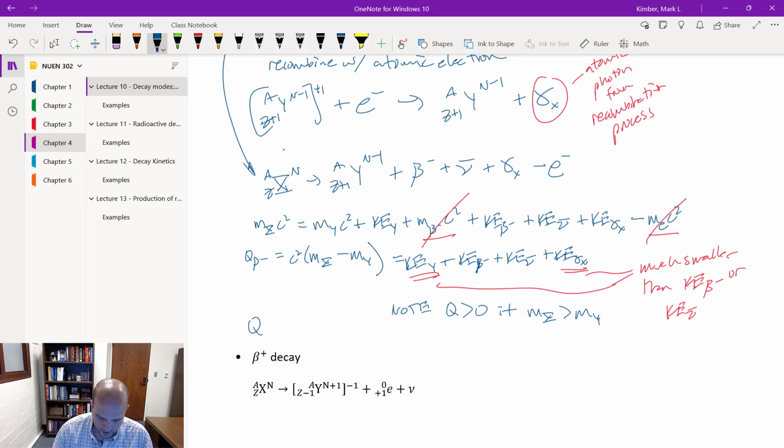And so my final expression for that Q value is just going to be equal to c squared times mx minus my. And that's going to equal, neglecting these other two that are small, just the beta minus kinetic energy and the antineutrino kinetic energy. So we'll say this is approximately equal. Okay, so that's the expression for the Q value for beta minus.